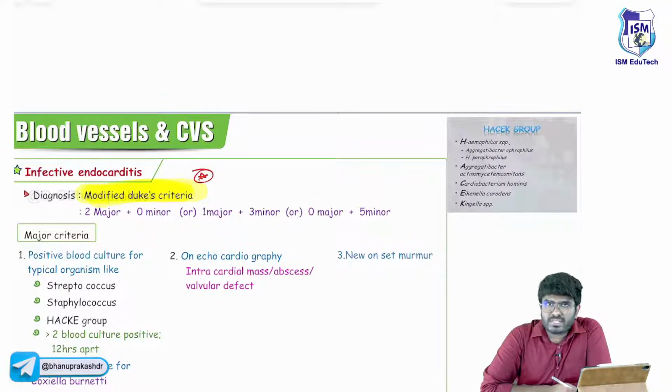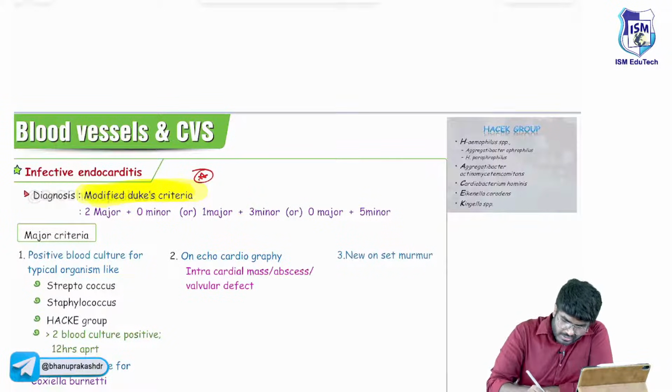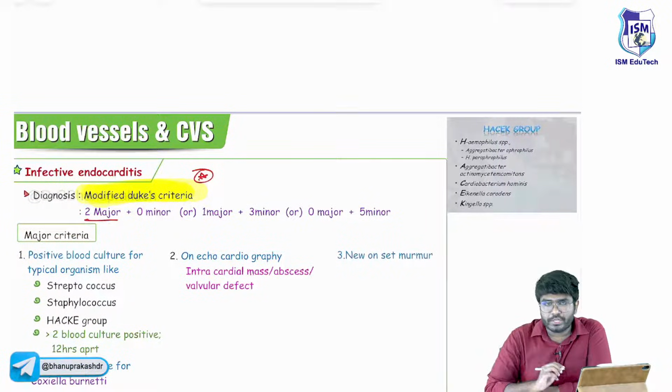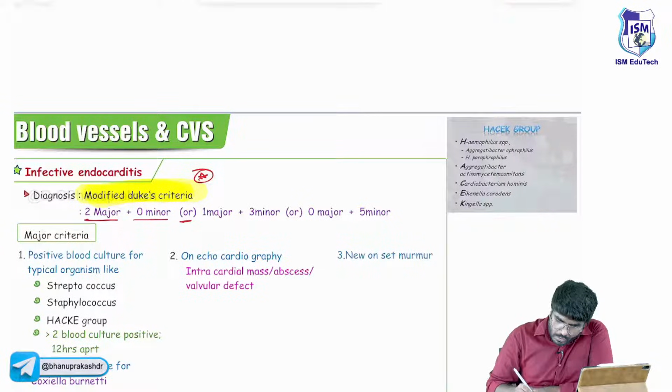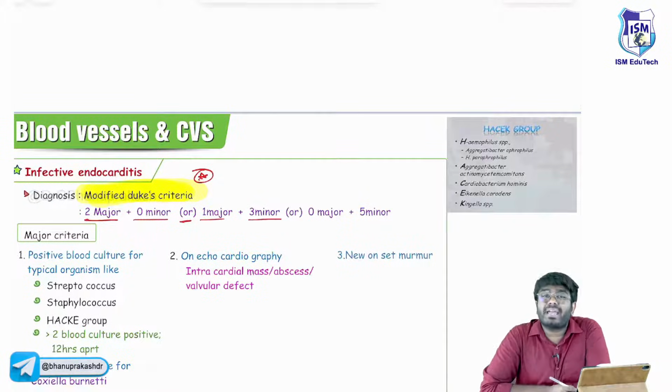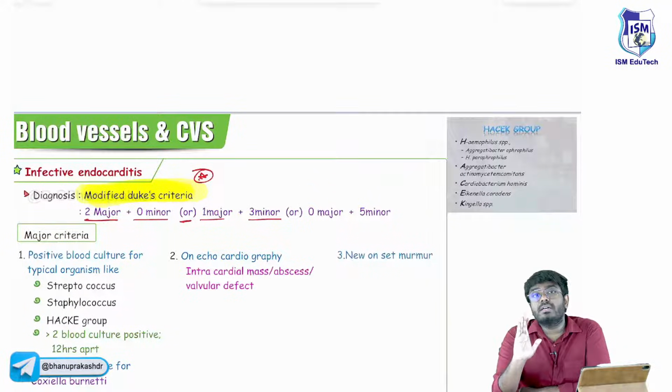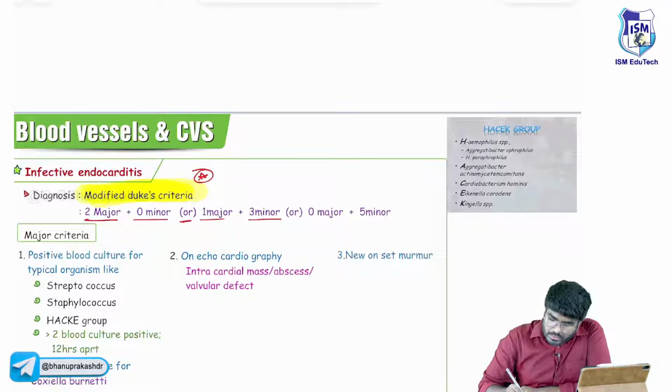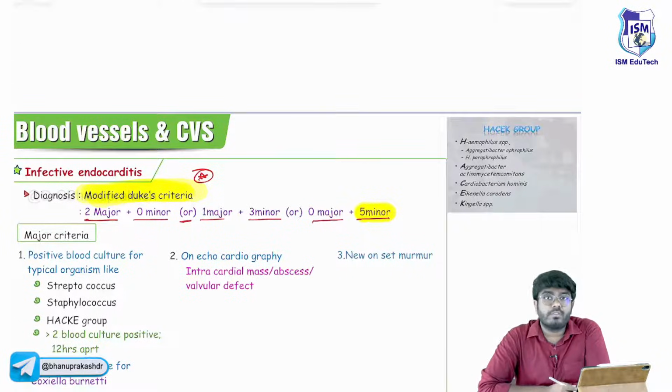According to the modified Duke's criteria, there should be at least two major criteria, or one major with three minor criteria. What are the major criteria? What are the minor criteria? That I will discuss. There should be at least two major, or one major with three minor, or zero major with five minor criteria, at least five minor criteria in the absence of major criteria.